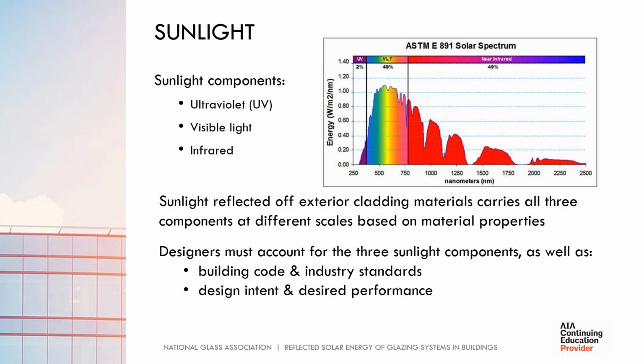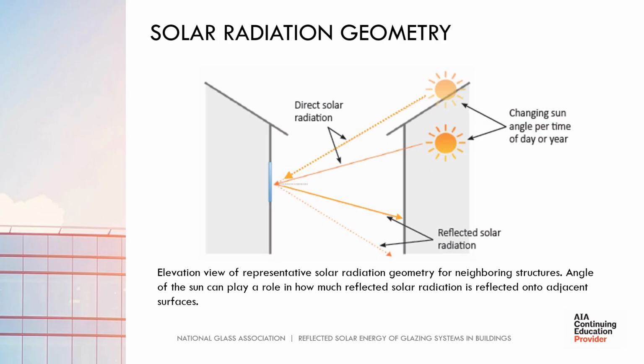in the figure above. The phenomenon in which light is reflected off exterior cladding materials back into the environment is called solar reflectivity. Note that sunlight reflected off exterior cladding materials carries all 3 components of sunlight. Building design professionals must account not only for solar reflectivity, but also for design criteria to meet building code, industry standards, design intent, and desired energy performance.